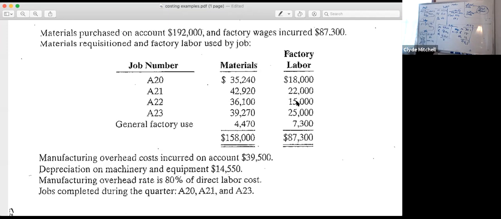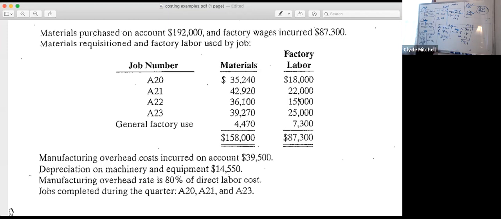Okay, obviously we can go and balance out our labor, which will balance out. Materials is a closing balance. The overhead account, the difference will go to the cost of goods sold as under applied. And in our master work in progress account or control account, we will have the cost of the three jobs, A20, A21, and A23, going to finished goods. And the closing balance will be the value that is sitting in the mini work in progress account for A22.